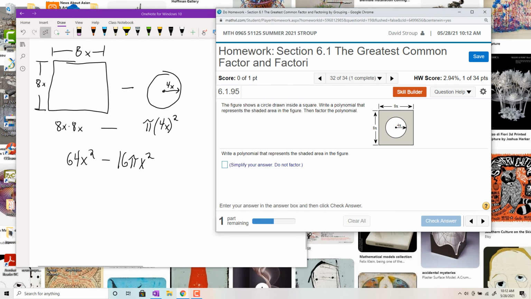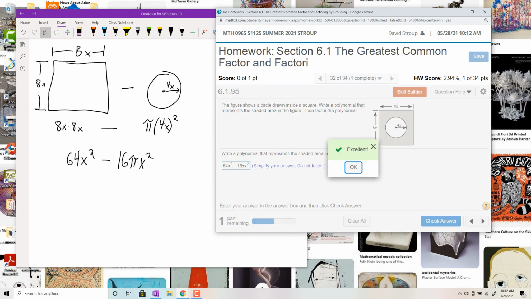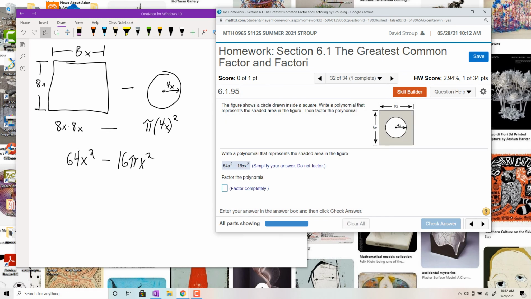Looks a little weird, right? What do they want? Write the polynomial, simplify your answer, do not factor. So usually we would factor out something, but okay. So 64x caret squared minus 16 pi. Usually if you just type pi, it'll turn into a pi like that. And then x caret squared. Okay. Well, and then they want us to factor it.